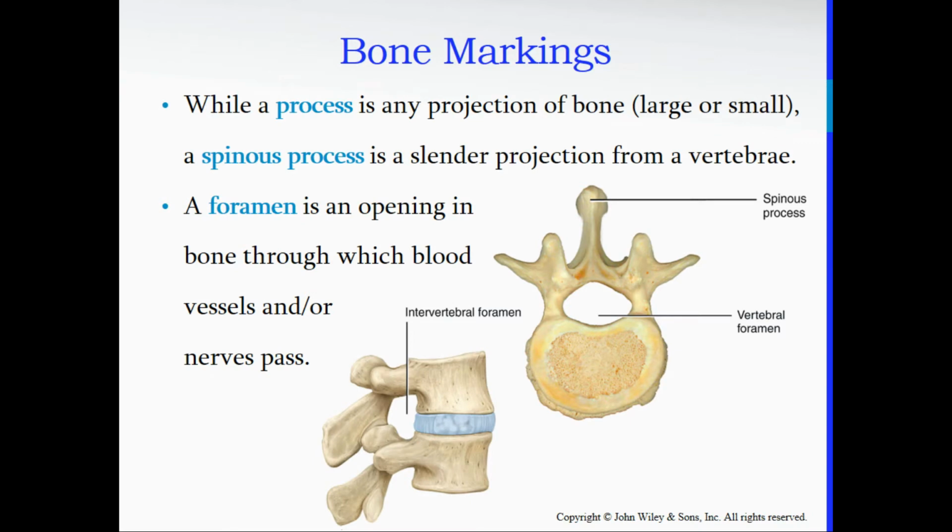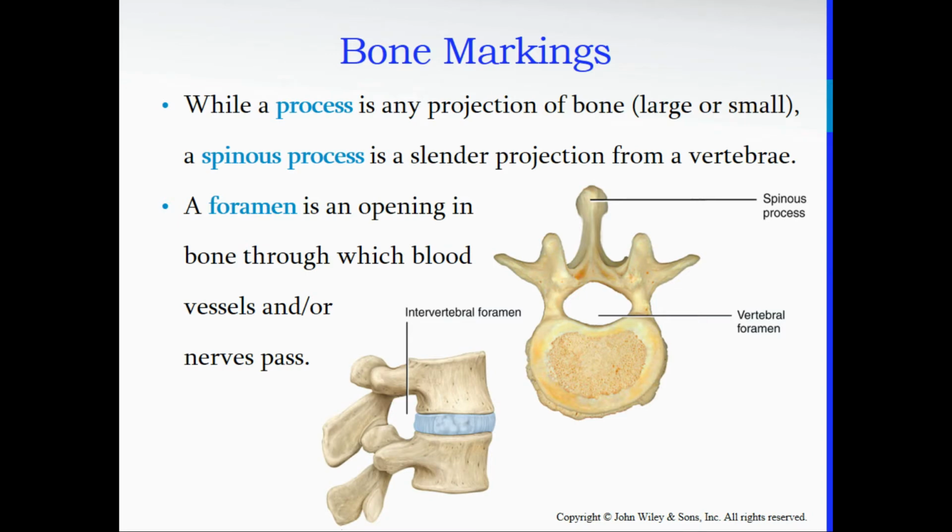While a process is any projection off of a bone, large or small, a spinous process is a slender projection from a vertebrae. Now, you will also find there are a couple other places where you can have a spinous process.